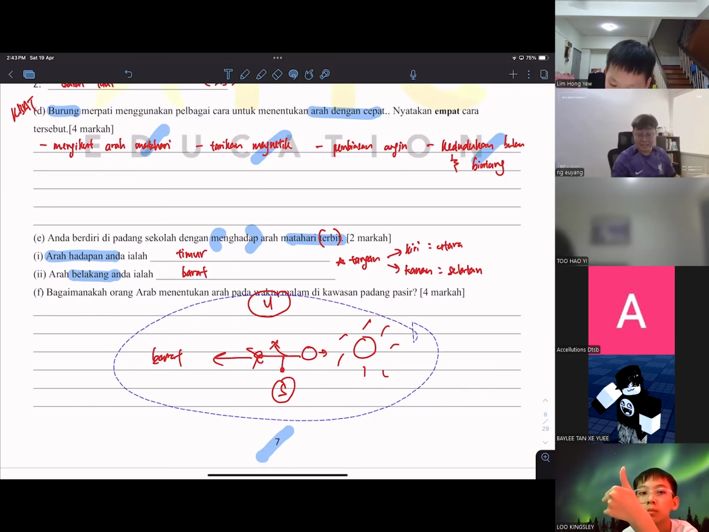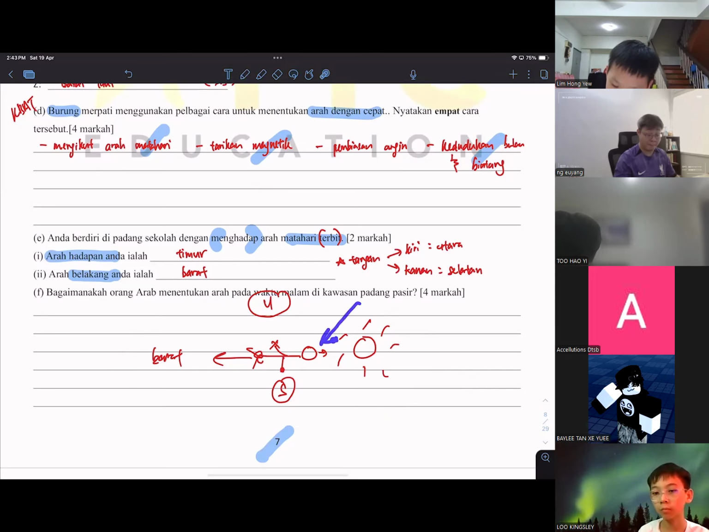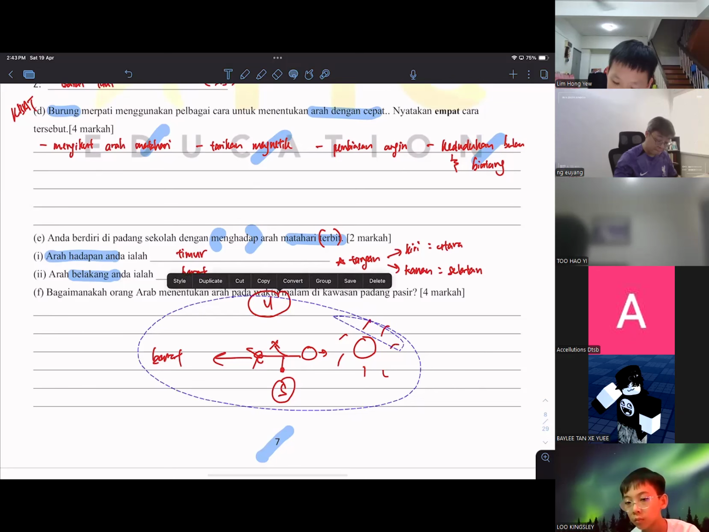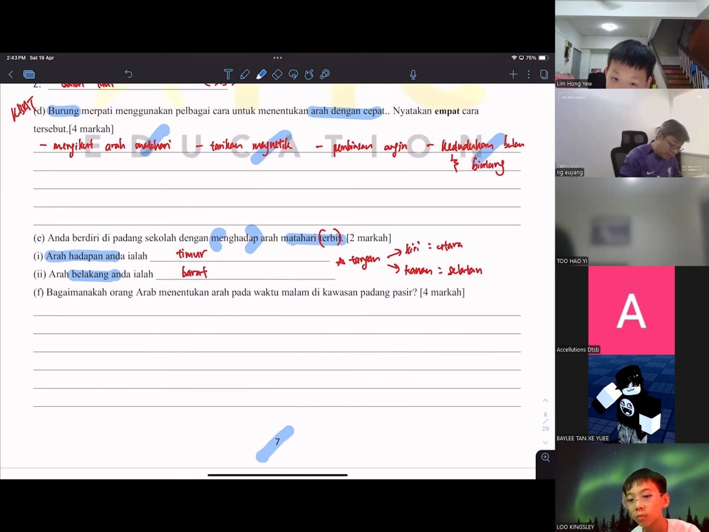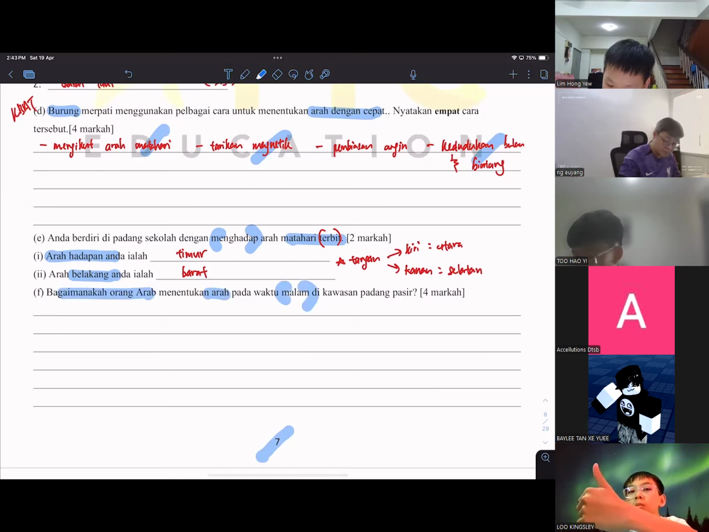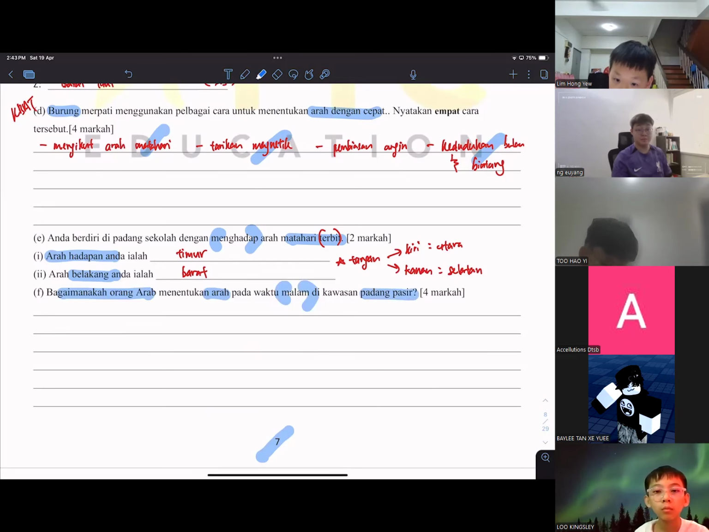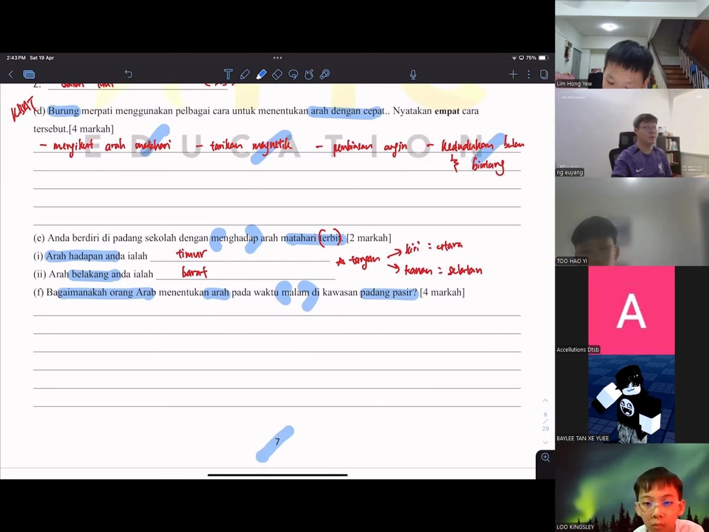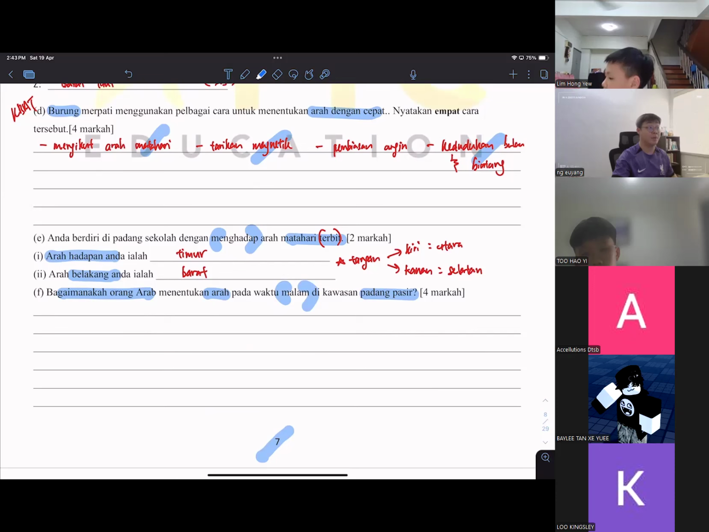So if you really can identify the directions, try to draw up similar with what I'm drawing now. I try my best to draw up, guys. So another 4 marks. How did the Arab people menentukan arah pada waktu malam within the desert, padang pasir? So anyone? This is actually from only TDC Nota. Okay, we have 4 marks here. So anyone?